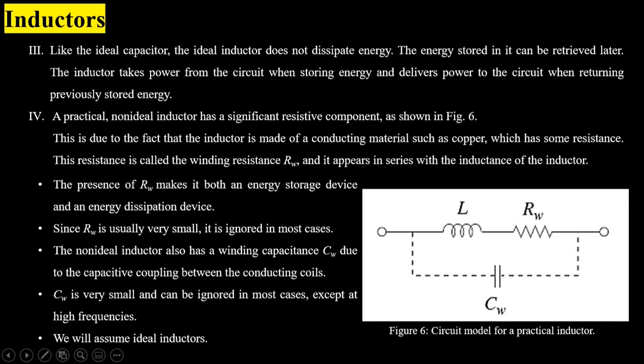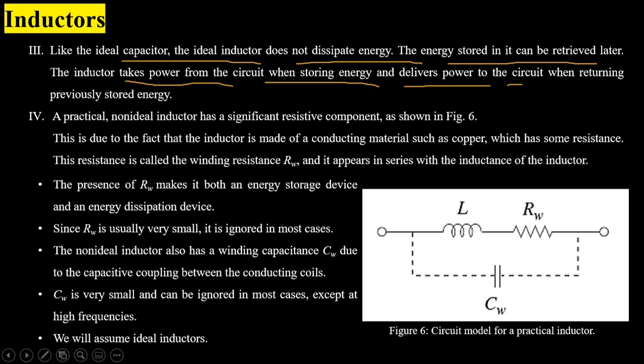Like the ideal capacitor, the ideal inductor also doesn't dissipate energy. The energy stored in it can be retrieved later. The inductor takes power from the circuit while storing energy, and delivers power to the circuit when returning the previously stored energy, and at this time it is in discharging mode. The fourth property of an inductor is that a practical non-ideal inductor has a significant resistive component, as shown in figure 6.